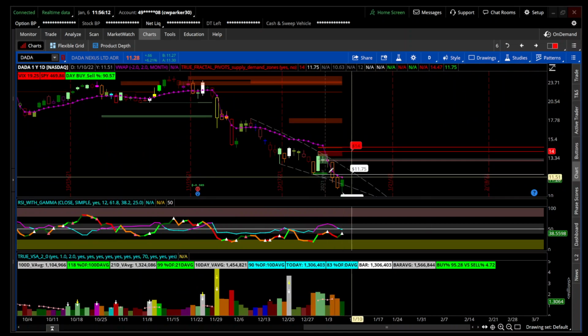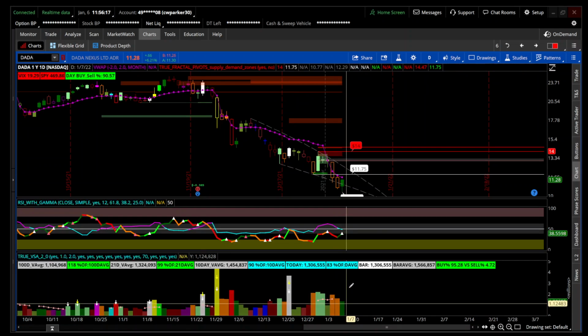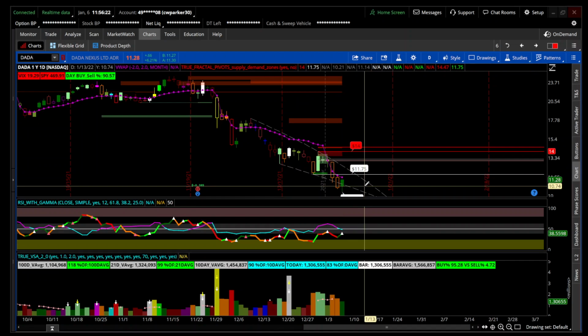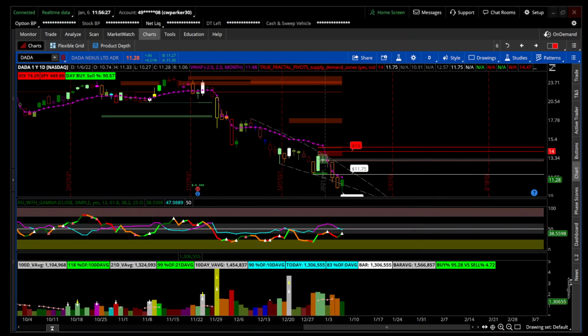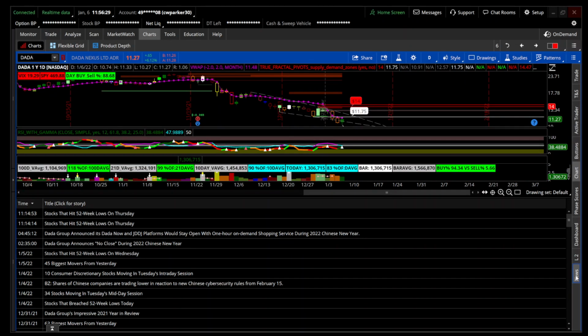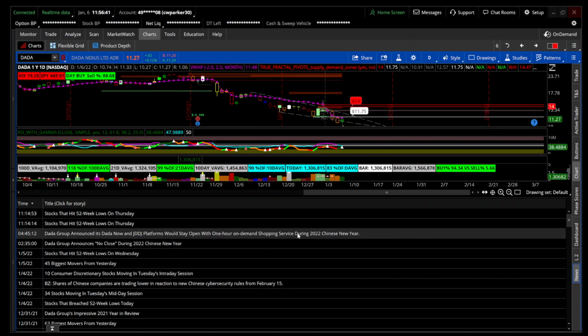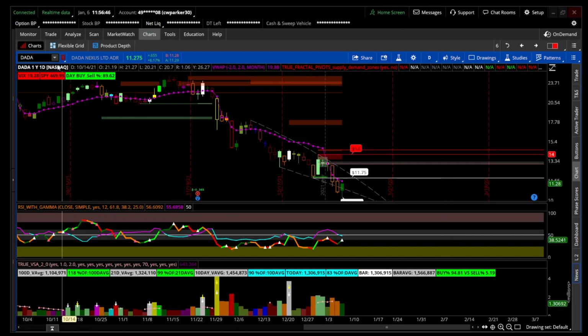And for this to be bullish, right now it's working on lower than average volume. It needs to get back above this area of demand of 1175. Let's see if it has any news. Data Group announced its data now the JDD platform world stay open with 1 hour. It's a Chinese stock, so no, we're staying away.